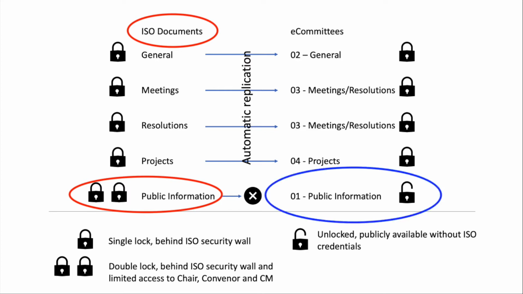Now, in the old e-committee system, there's also a public information folder which, in this particular case, does exactly what it says on the tin. It makes documents available to the public, and it's this location that we need to use.